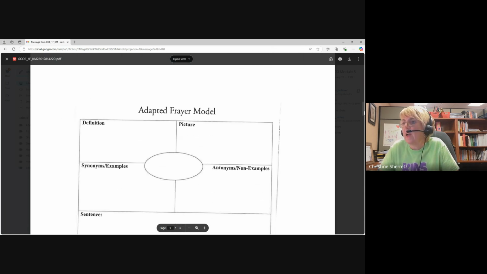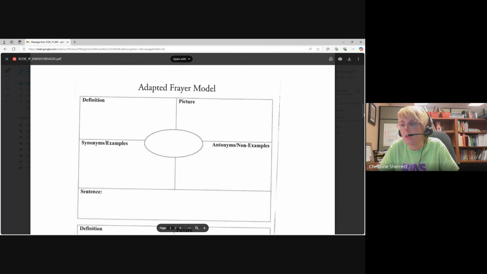Another thing that they have is the adapted Frayer model. You've probably heard of this. So this is where we're going to put our word in the middle. So I'm going to go back to that word transportation. If you had the word transportation, you're going to provide a definition, a picture. So we know transportation could be a lot of different things, synonyms with examples, antonyms or non-examples, and then a sentence. So I know I told you that writing it in a sentence isn't always helpful. It is in this case if we're providing all the other context.